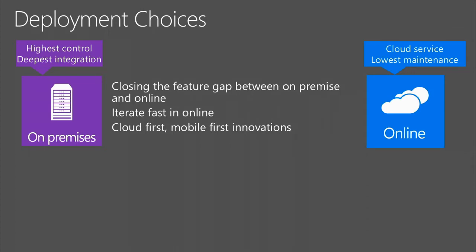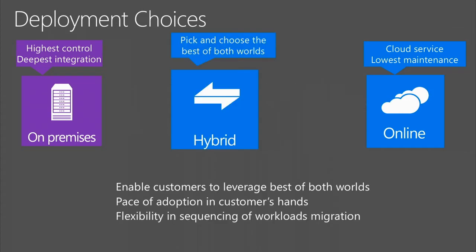So a third option that is becoming even more interesting is what we call the hybrid. You can pick the best of both worlds. Some workloads can stay on-premise because you have specific requirements, or maybe the feature is not ready for online, while you can leverage the cloud through hybrid topology and hybrid configurations, so you can start moving users and workloads to the cloud without having to invest on-premise in maintaining that infrastructure.